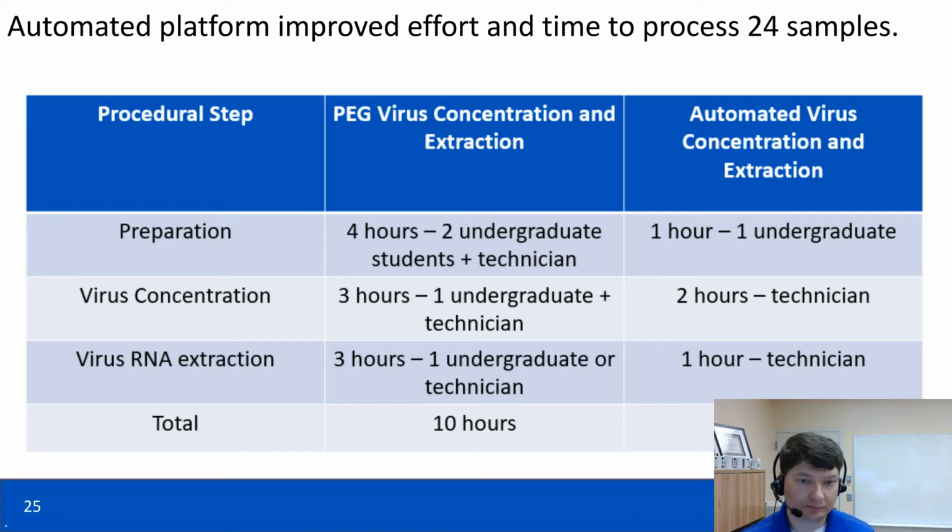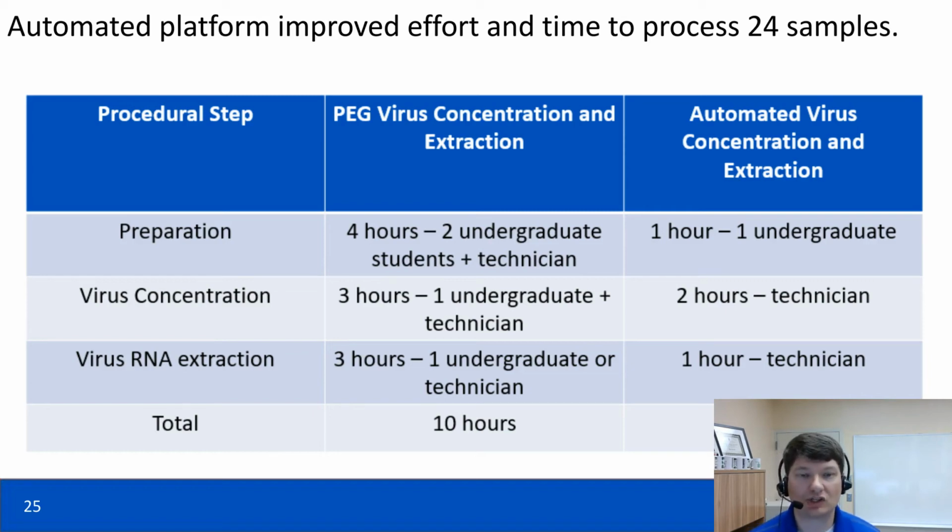Virus concentration took 3 hours, with 1 undergraduate and 1 technician. A lot of this time is centrifugation. For PEG, a 2-hour centrifugation step was required. Now, virus concentration is mostly 1 technician, and mostly runtime on the automated platform. For viral RNA extraction with the 12% PEG method, we had to transfer the concentrated viral particles into RNA extraction, which took about 3 hours with 1 undergraduate or technician. Now on the automated platform, we're at 1 hour.